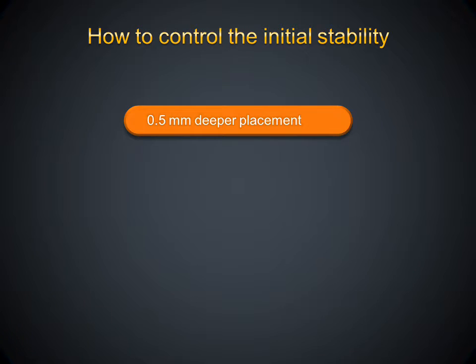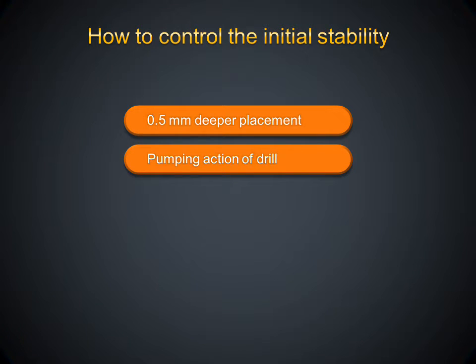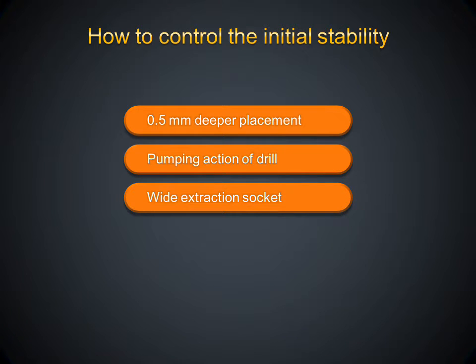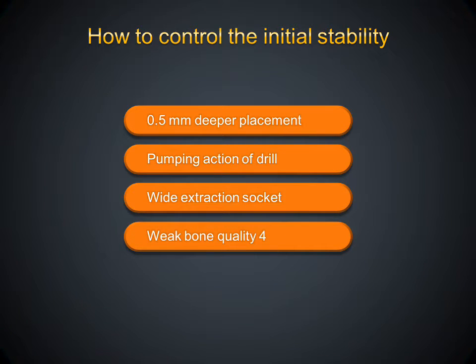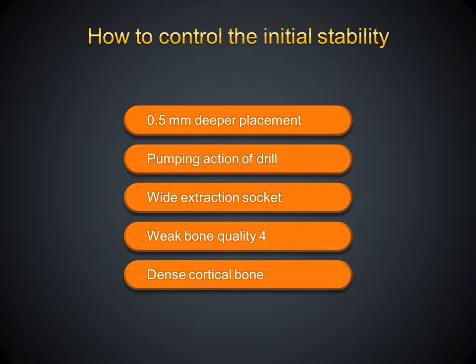How to control the initial stability? 0.5 mm deeper placement. Pumping action of drill. Wide extraction socket. Weak bone quality 4. Dense cortical bone.